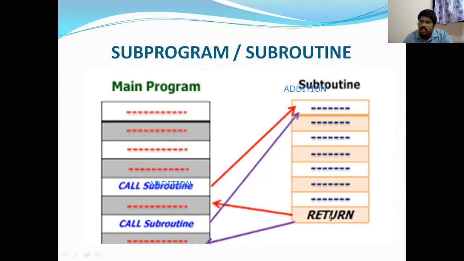Actually, it came from the main memory, so it has to return to the main memory itself. And in the main memory also, it came from the instruction call addition. From this instruction it came. Now it will come to the next instruction, and it will execute the rest of the instructions.